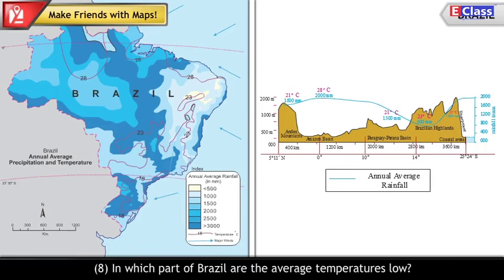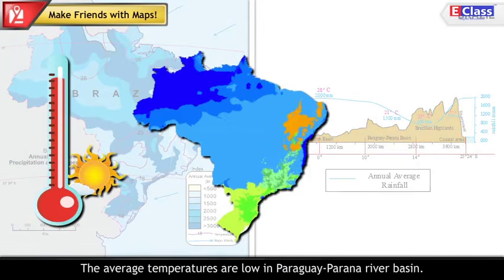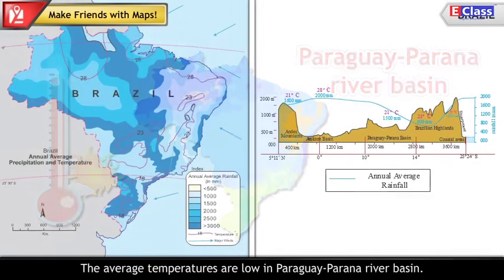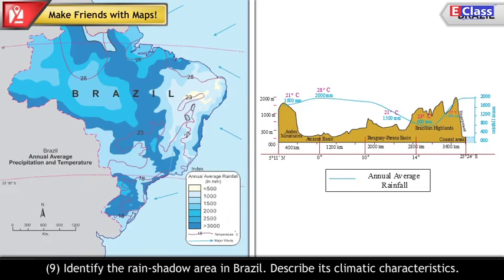In which part of Brazil are the average temperatures low? Answer. The average temperatures are low in Paraguay-Paraná River Basin. Identify the rain shadow area in Brazil. Describe its climatic characteristics.